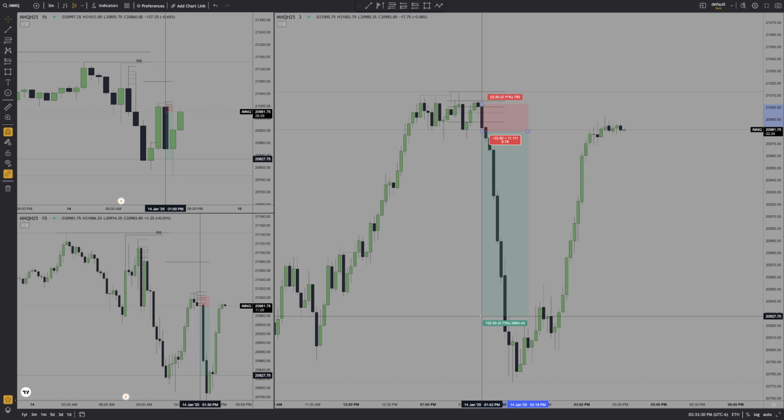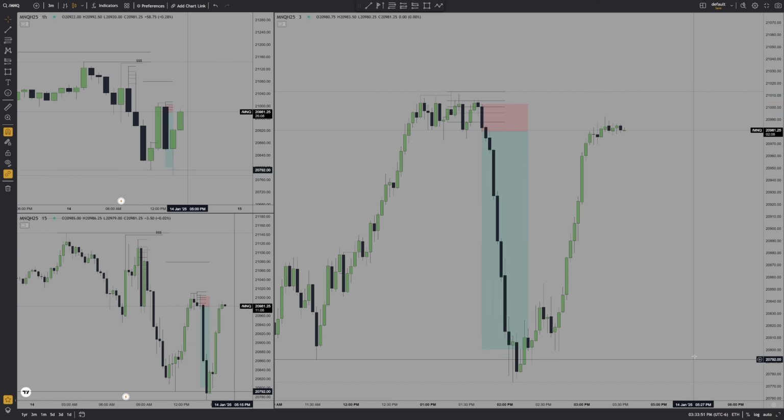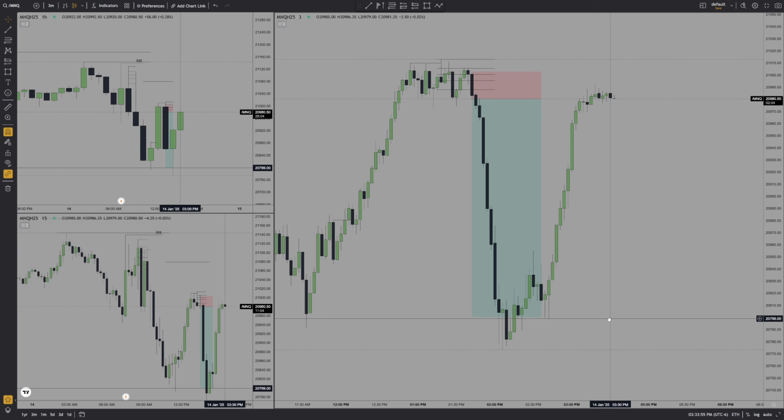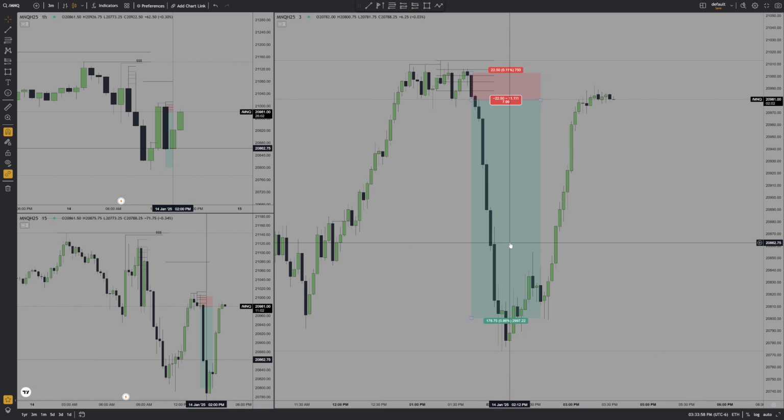Let's see. So we're at 7R right now. You would not have been trailed out. Let's keep going. Go to 8R. Let's see if this went to 9. So there's 8. Then we have 9. So looks like we topped out or bottomed out around 9. So let's go back up to 8R. You would have been trailed out right down here for 8R, 179.75 points.